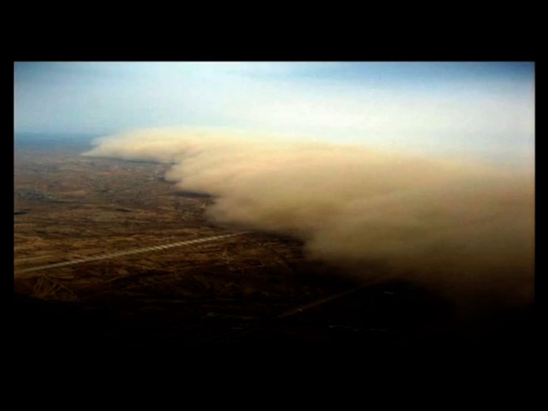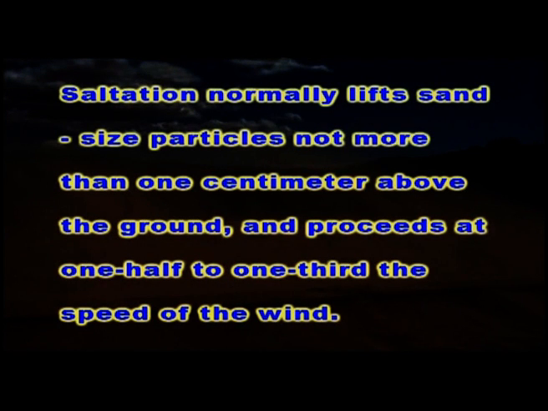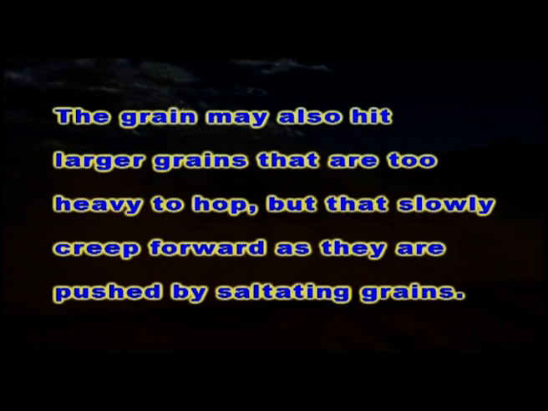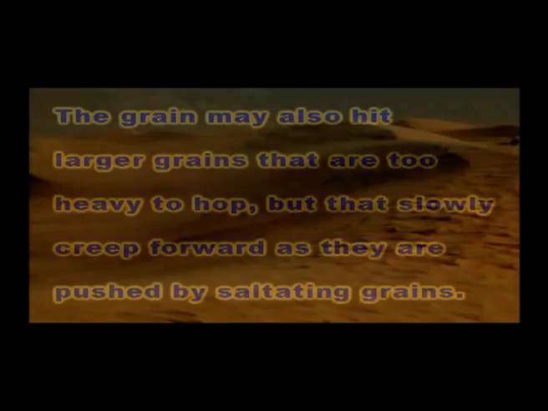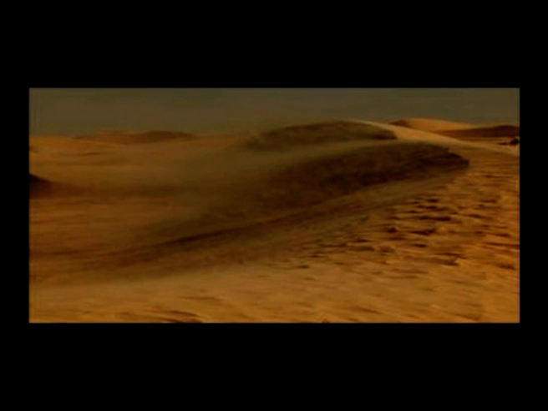Saltation is the downward movement of particles in a series of jumps or skips. Saltation normally lifts sand-sized particles not more than 1 centimeter above the ground and proceeds at 1/2 to 1/3 the speed of the wind. A saltating grain may hit other grains that jump up to continue the saltation. The grain may also hit larger grains that are too heavy to hop, but that slowly creep forward as they are pushed by saltating grains. Surface creep accounts for as much as 25% of grain movement in a desert.